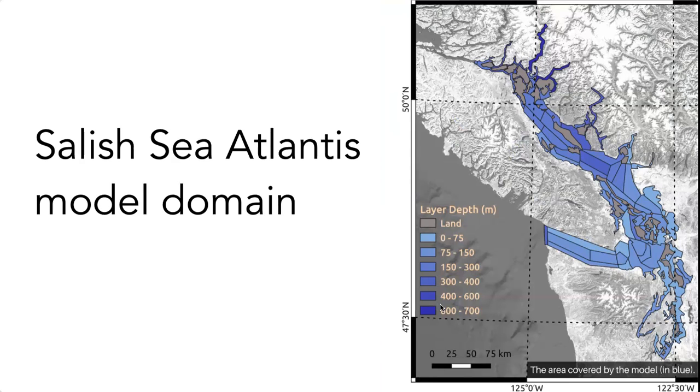Within each box, there are up to 7 depth layers, depending on the total depth of the box. Shallower boxes have fewer layers. The depth ranges are highlighted on the slide, and this extends to the deepest areas in the Salish Sea. The model itself stops at 700 meters, but there are parts of the Salish Sea that are deeper than that.